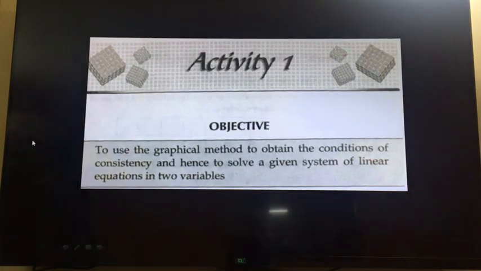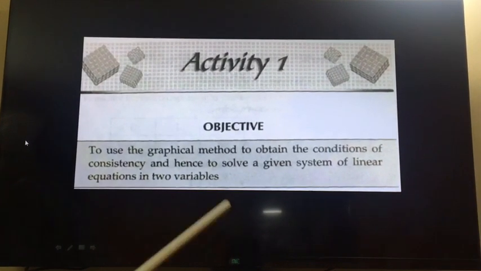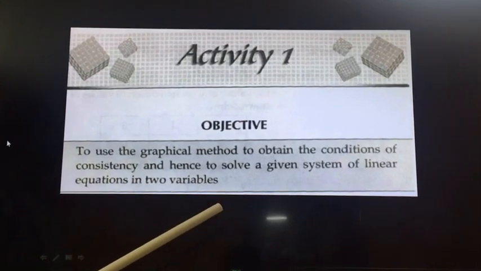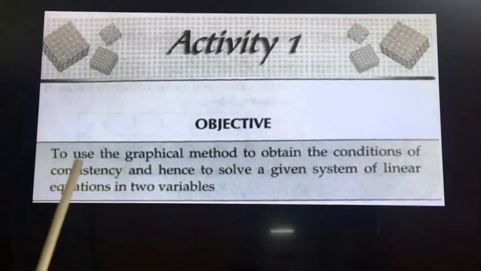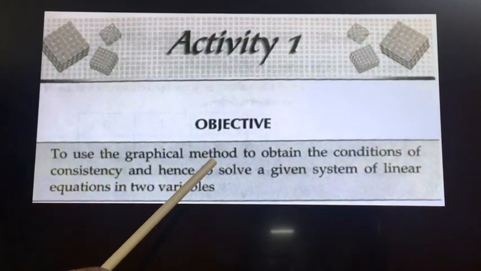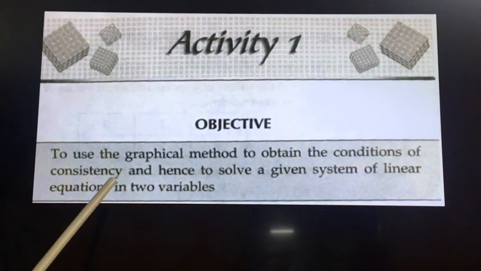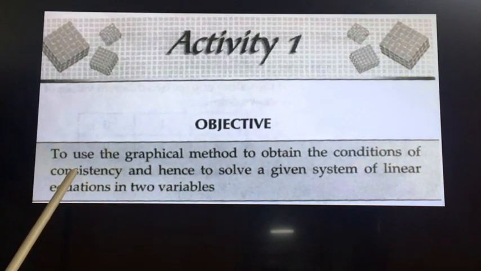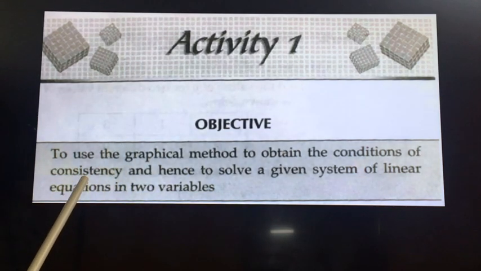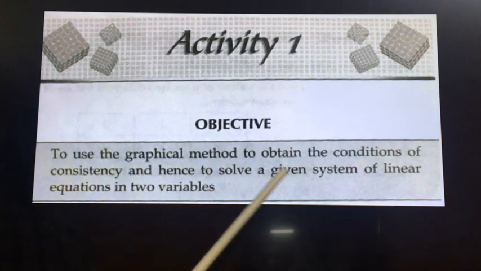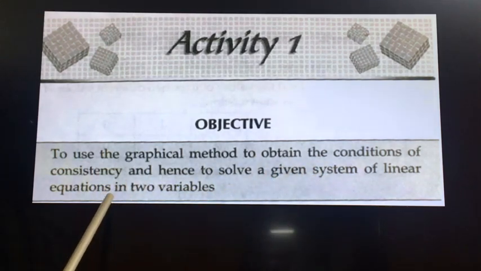The first step was the objective, so you will write the objective. Our objective for today's activity is to use the graphical method to obtain the conditions of consistency. Consistency means when the equations have solutions. We have to solve the given system of linear equations in 2 variables. So we will take a system of 2 equations in 2 variables, right? We will get 2 equations, and then we will try to get some conditions.